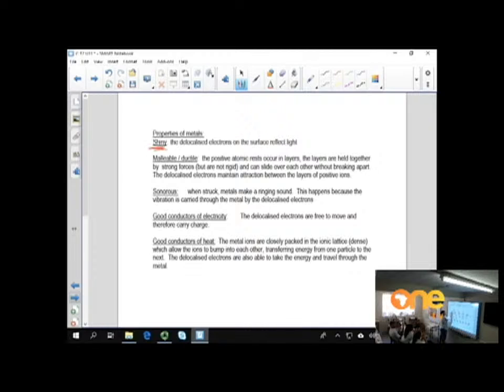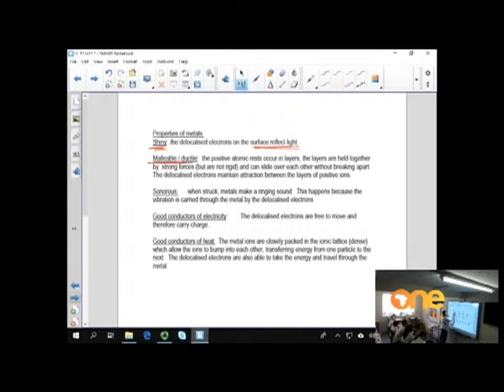They are shiny. Why are metals shiny? Well, they have delocalized electrons, and these electrons can move between the positive atomic rests, which means that the electrons on the surface can reflect light, and anything that reflects light is shiny. Okay.